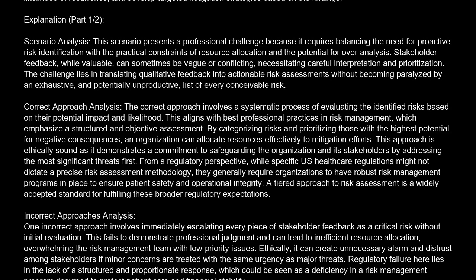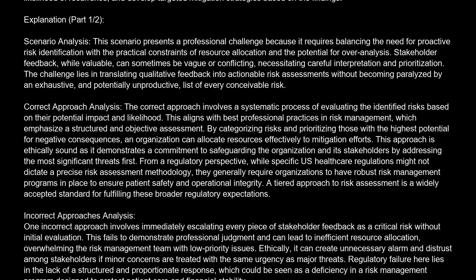Correct answer is C. Conduct a thorough root cause analysis of the feedback, assessing the potential impact on patient outcomes and the likelihood of recurrence, and develop targeted mitigation strategies based on the findings. Explanation. Scenario analysis. This scenario presents a professional challenge because it requires balancing the need for proactive risk identification with the practical constraints of resource allocation and the potential for over-analysis.